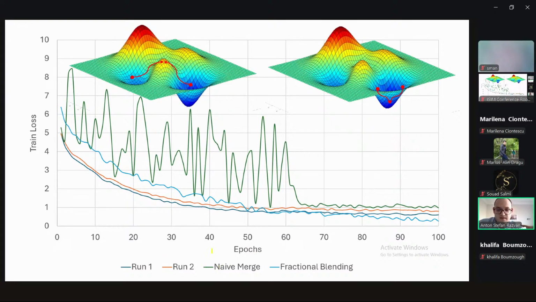You do naive merging, you get this, basically. So it jumps all over the place because they don't lie in the same loss basin. So one of the models is here, another one is here. If I do weight merging, they end up in the worst place. The next one, fractional blending, I can get rid of that by modifying this loss structure using fractional calculus, and you see it's a smoother representation, and it leads to a better loss, so a lower loss, so it will lead to higher accuracy.